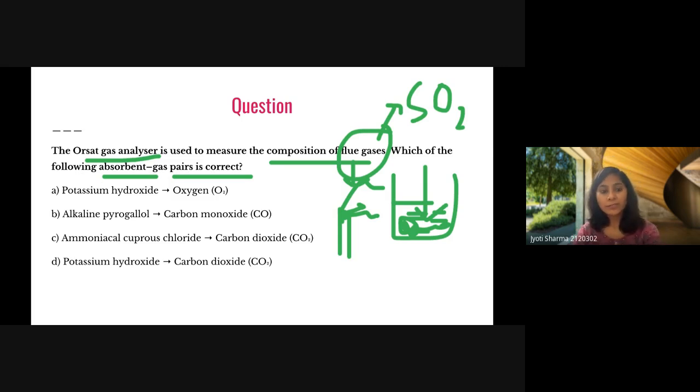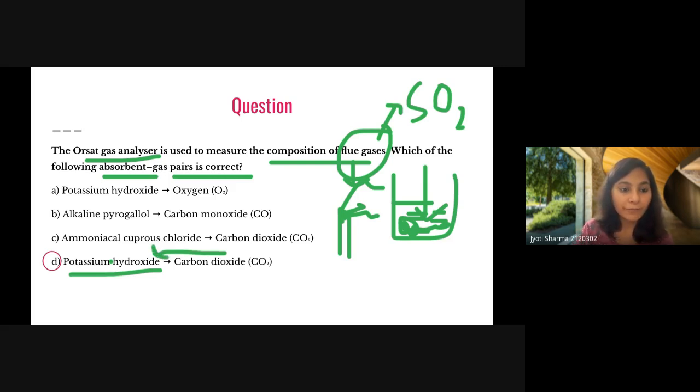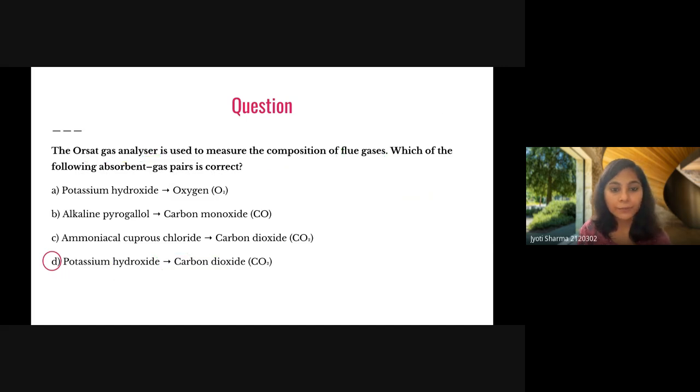Priscilla gave me answer C. Okay. But the answer is D. We use potassium hydroxide. Okay, so D is the right answer. So we use potassium hydroxide liquid to absorb CO2. And let me tell you what different types of absorbent we can use for different types of gases.